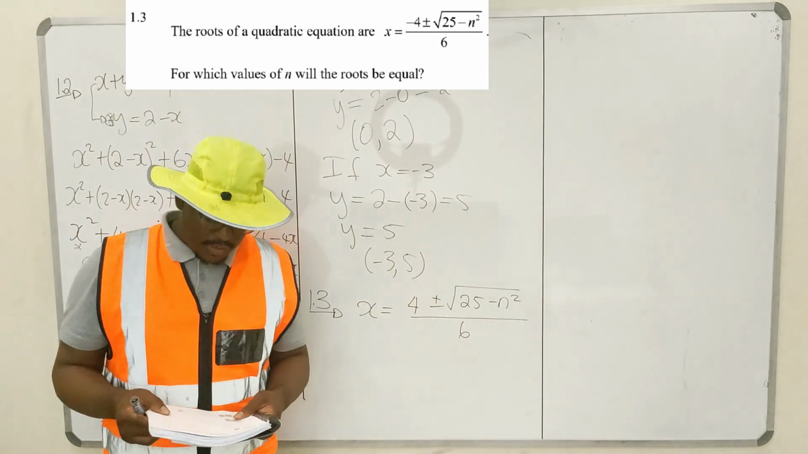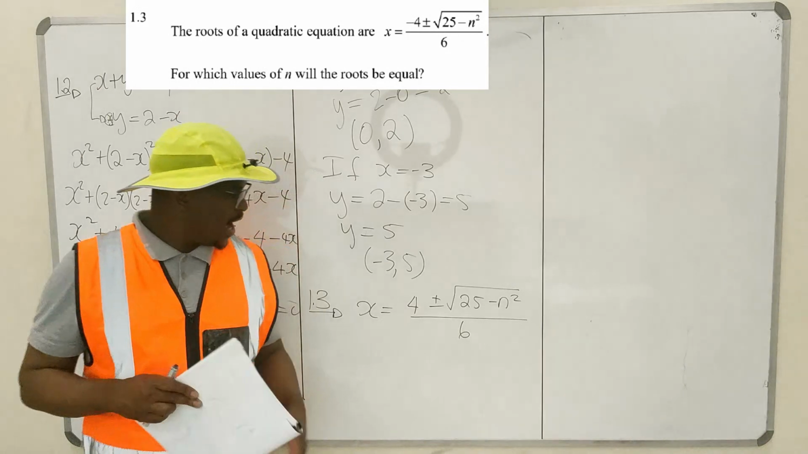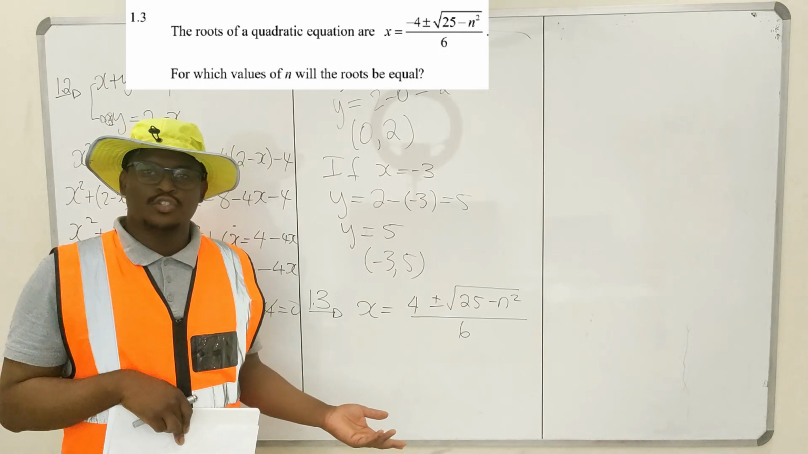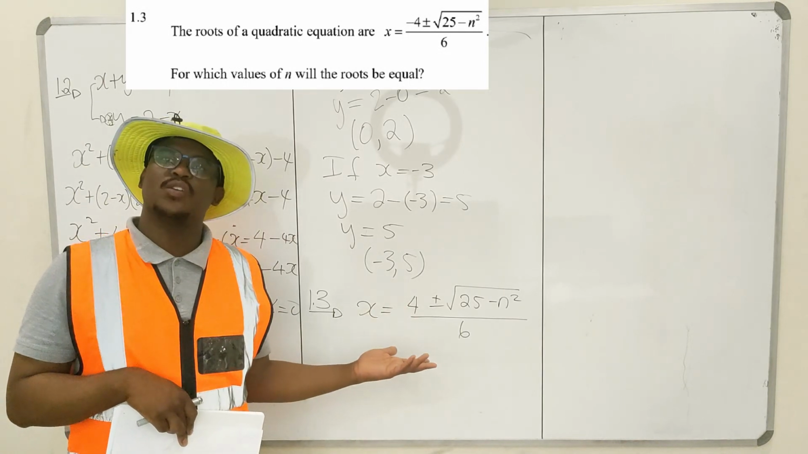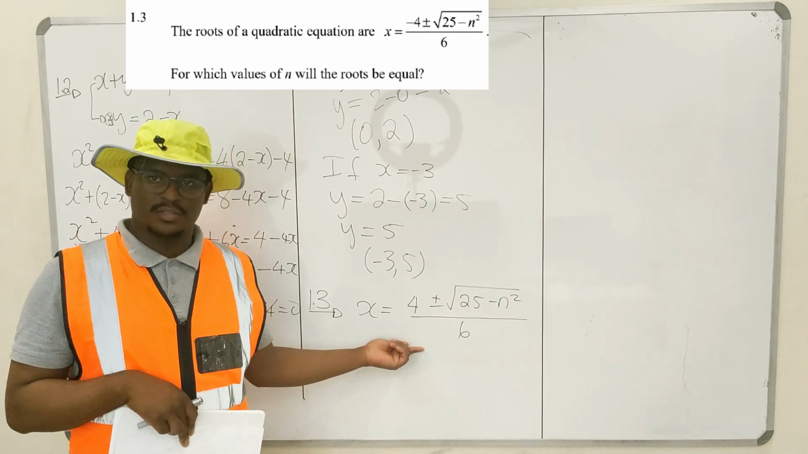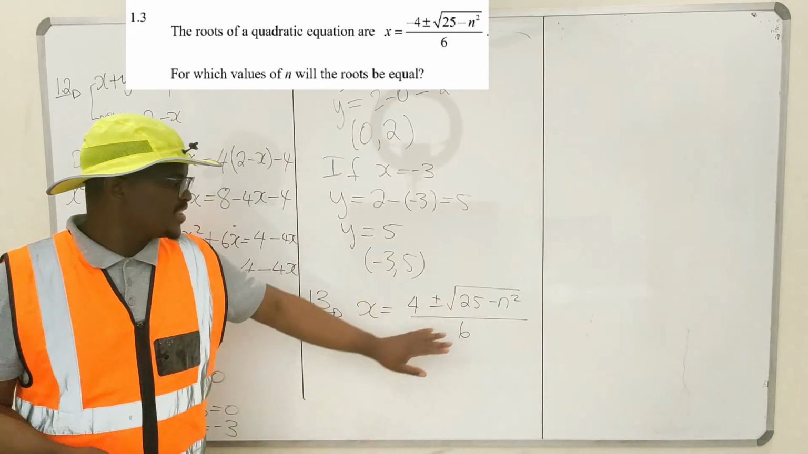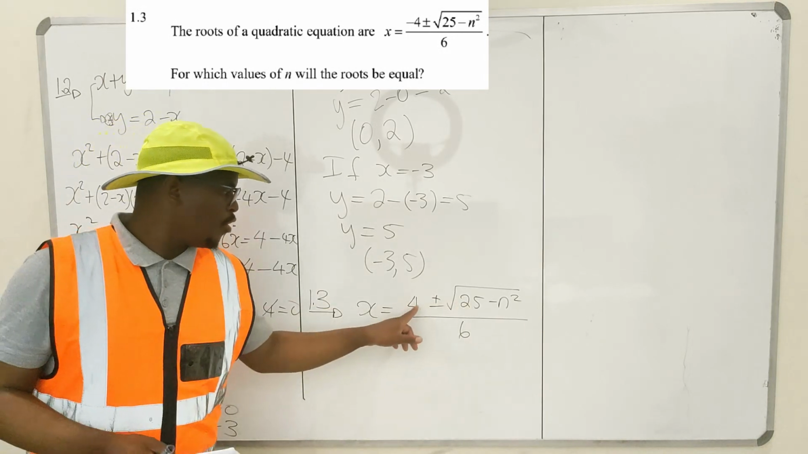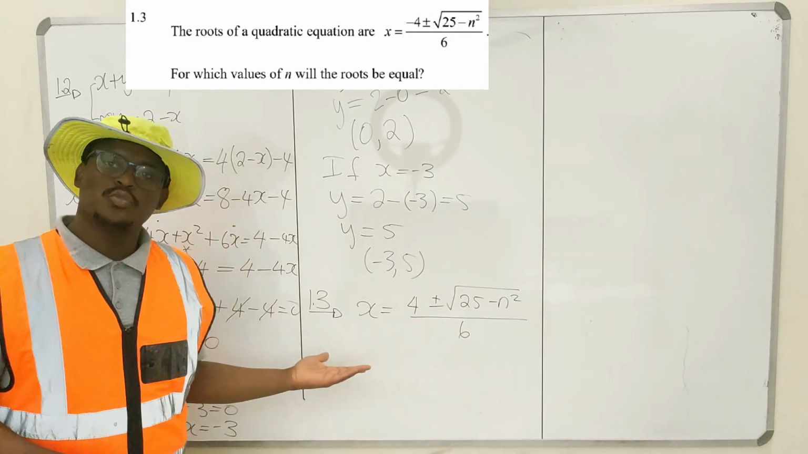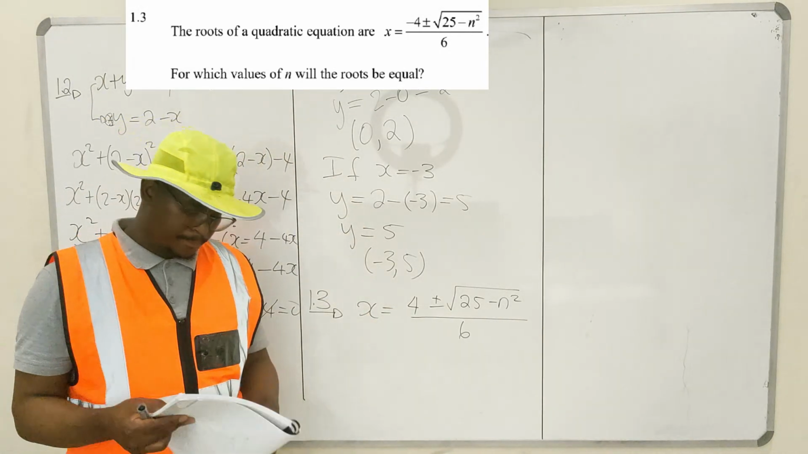Okay, so now we're doing 1.3. The roots of a quadratic equation are, so you're given the roots of a quadratic equation. What are roots? The roots are solutions. So which means when they solved whatever equation that was by a quadratic formula, this is what they got. So they are saying the roots of a quadratic equation are these ones. So these are two solutions. X is equal to 4 plus whatever over 6, 4 minus whatever this thing over 6. So these are solutions to the equation, like we did when we were finding solutions using the quadratic equation.